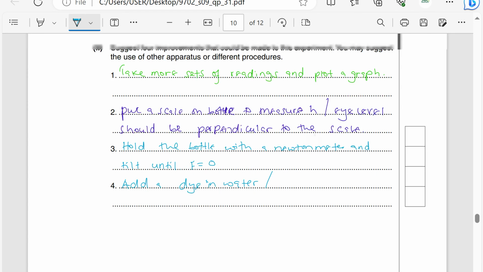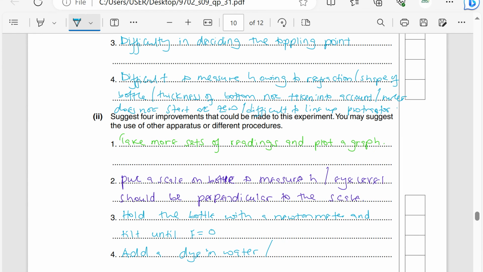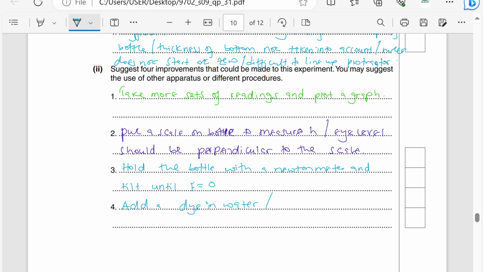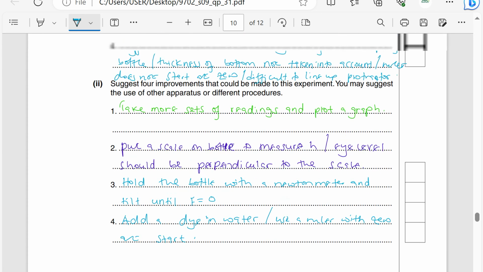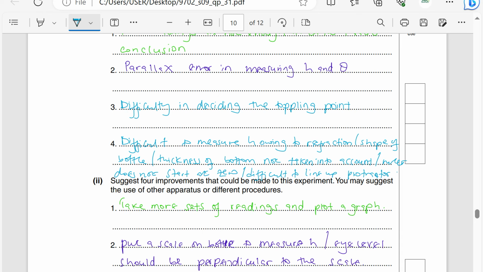And for the limitation where the ruler does not start from 0, you could use a ruler with a 0 at the start. Okay. So those are some of the limitations and the methods of improvement.